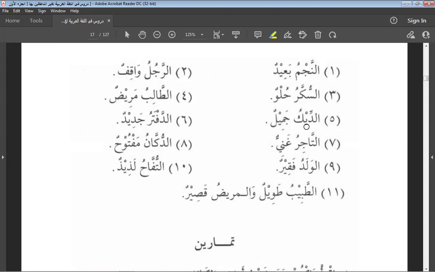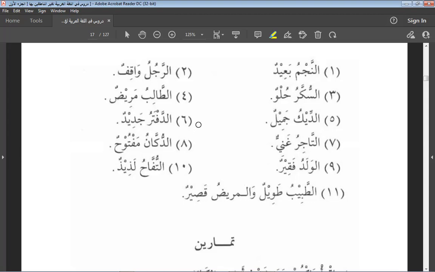Ad-diku jamilun, the cock is nice. Jamilun can mean nice, good, or beautiful. Sometimes it is used to mean handsome, but the word for handsome is wasimun, as we've seen in the vocabulary, handsome for a man. So you say, ar-rajulu wasimun, this man is handsome. Or you say zawji wasimun, my husband is handsome. You can put it that way.